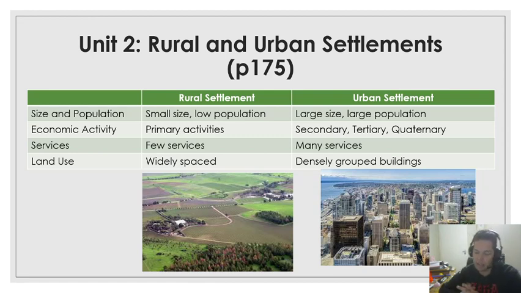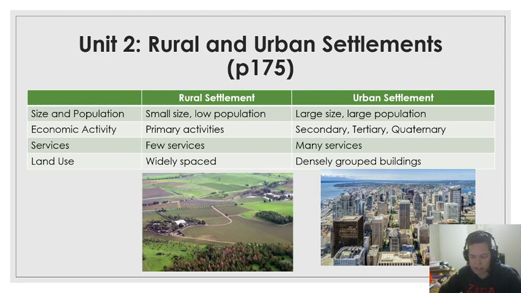We've just had an introduction last time to what we mean by settlement, what we mean by site and situation, and why people settled in various places. It's quite easy for us to see why you would want to settle in a place with gold or diamonds or a harbor. But now we're just going to work on this unit.